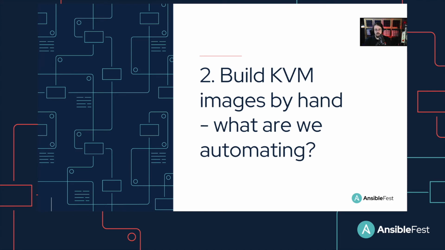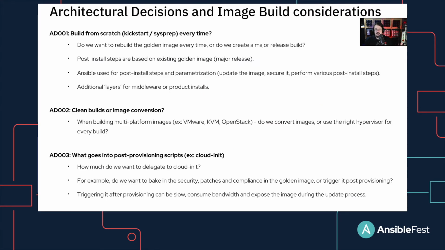So before we jump into any automation project, we want to take a look at what exactly we are automating. So let's take a look at some of the key build considerations or architectural decisions as we build these images. So first, the question is, do we build from scratch every time? So do we always install the operating system? Or do we want to start from an installed operating system image and then just run Ansible on top of it? This is a very, very tricky decision.